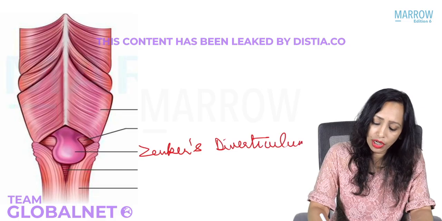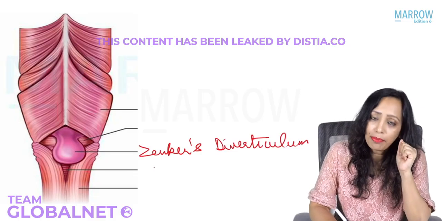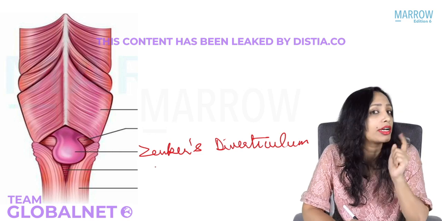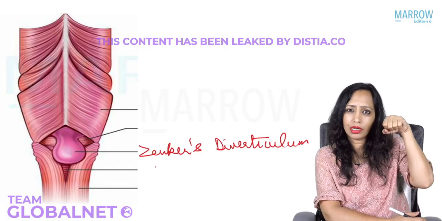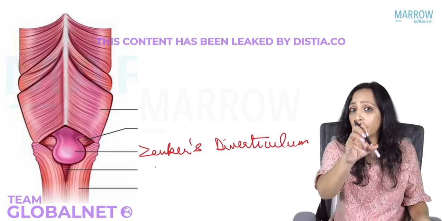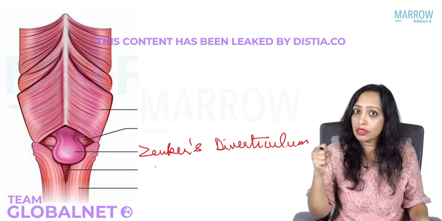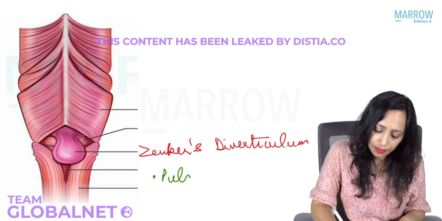Answer this: is Zenker's diverticulum a pulsion diverticulum or a traction diverticulum? Pulsion means that the pressure has pushed it out, and traction means that something from outside has pulled it. This is a pulsion diverticulum. So yes, this is a pulsion diverticulum.